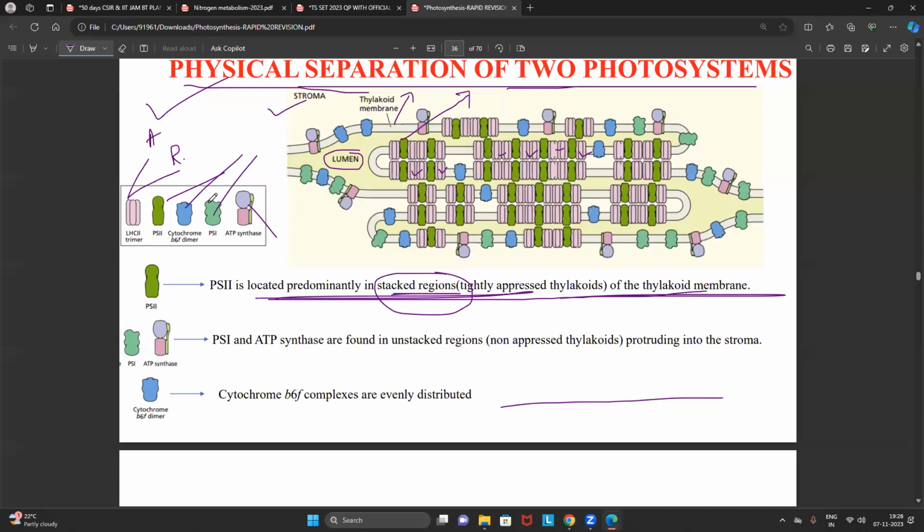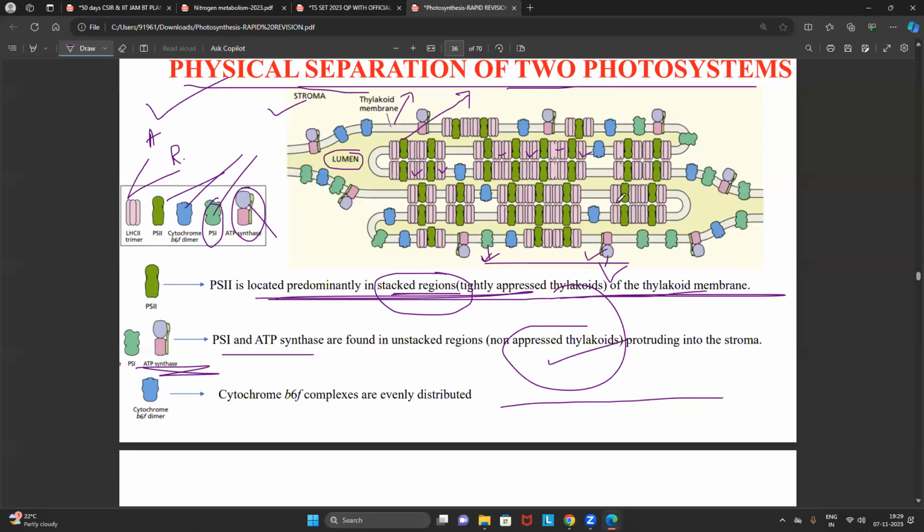Now, look into the PS1 and the ATP synthase enzyme. This is the PS1 and this is the ATP synthase. Can you see the PS1 and ATP synthase tightly attached? No, they are extremely loosely attached. So what I can say is that PS1 and ATP synthase are found in unstacked regions. What is the meaning of unstacked regions? Non-appressed thylakoids. What is the meaning of non-appressed? Where the thylakoids are not associated tightly with each other.